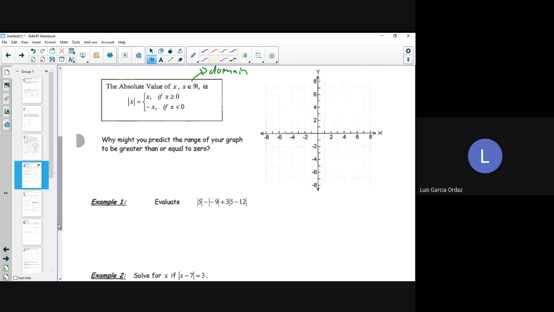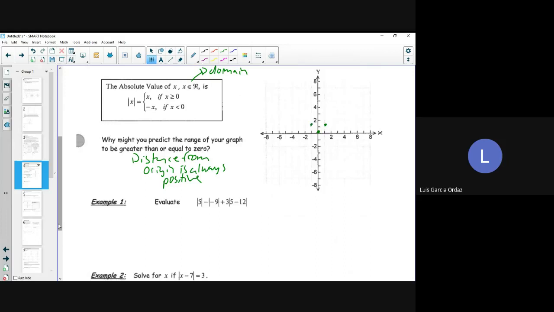So why might you predict the range of your graph to be greater than or equal to 0? Because based off our definition, the absolute value is just the distance from the origin, okay? And the distance from the origin is always going to be positive.